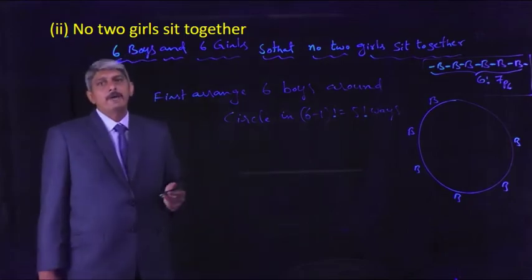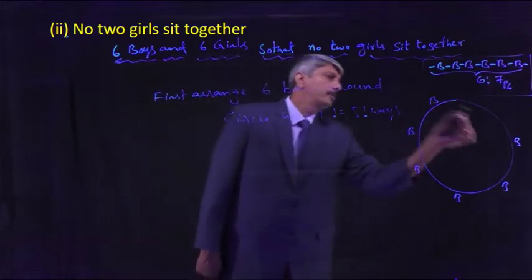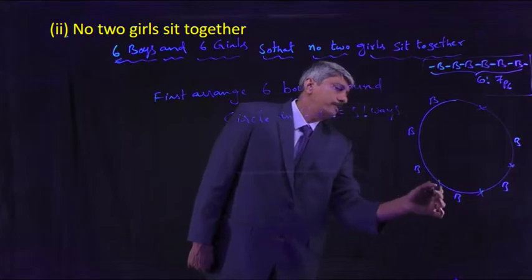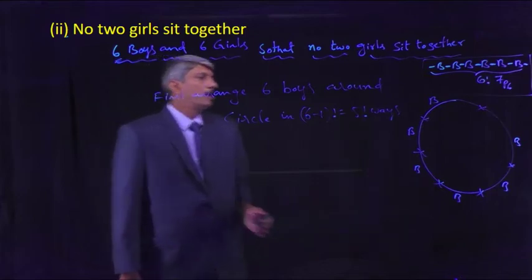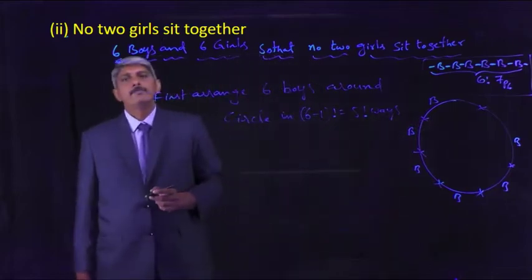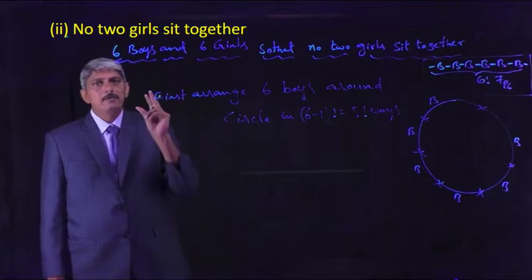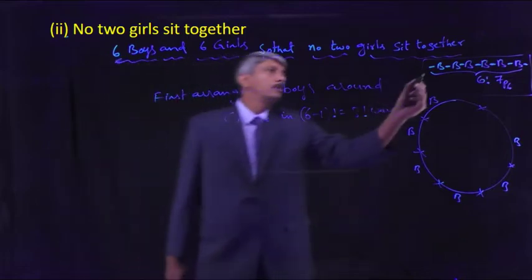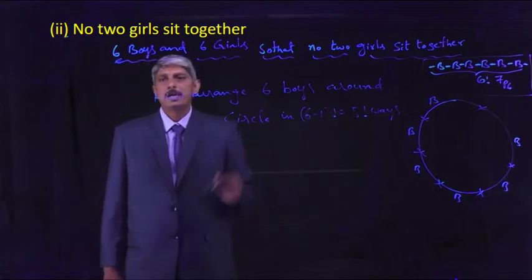Now identify the gaps between the boys. Here how many gaps? Between these two we have a gap, these two we have a gap, these two we have a gap, this is a gap, this is a gap, and this is a gap. So how many gaps? 1, 2, 3, 4, 5, 6. There are 6 gaps between the boys. But in the case of linear arrangements, how many gaps between the boys, including the first and last? 1, 2, 3, 4, 5, 6, 7. There are 7 gaps, but here only 6 gaps.